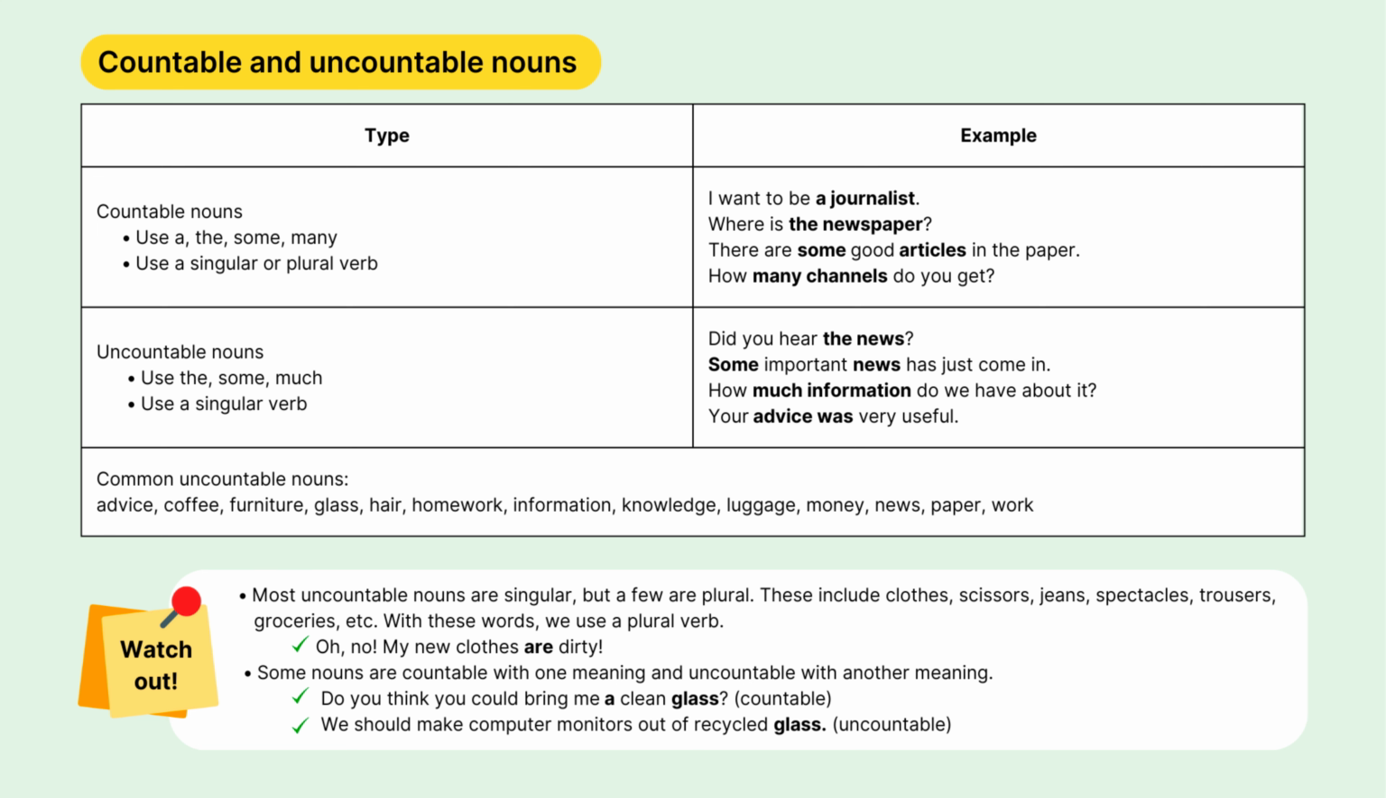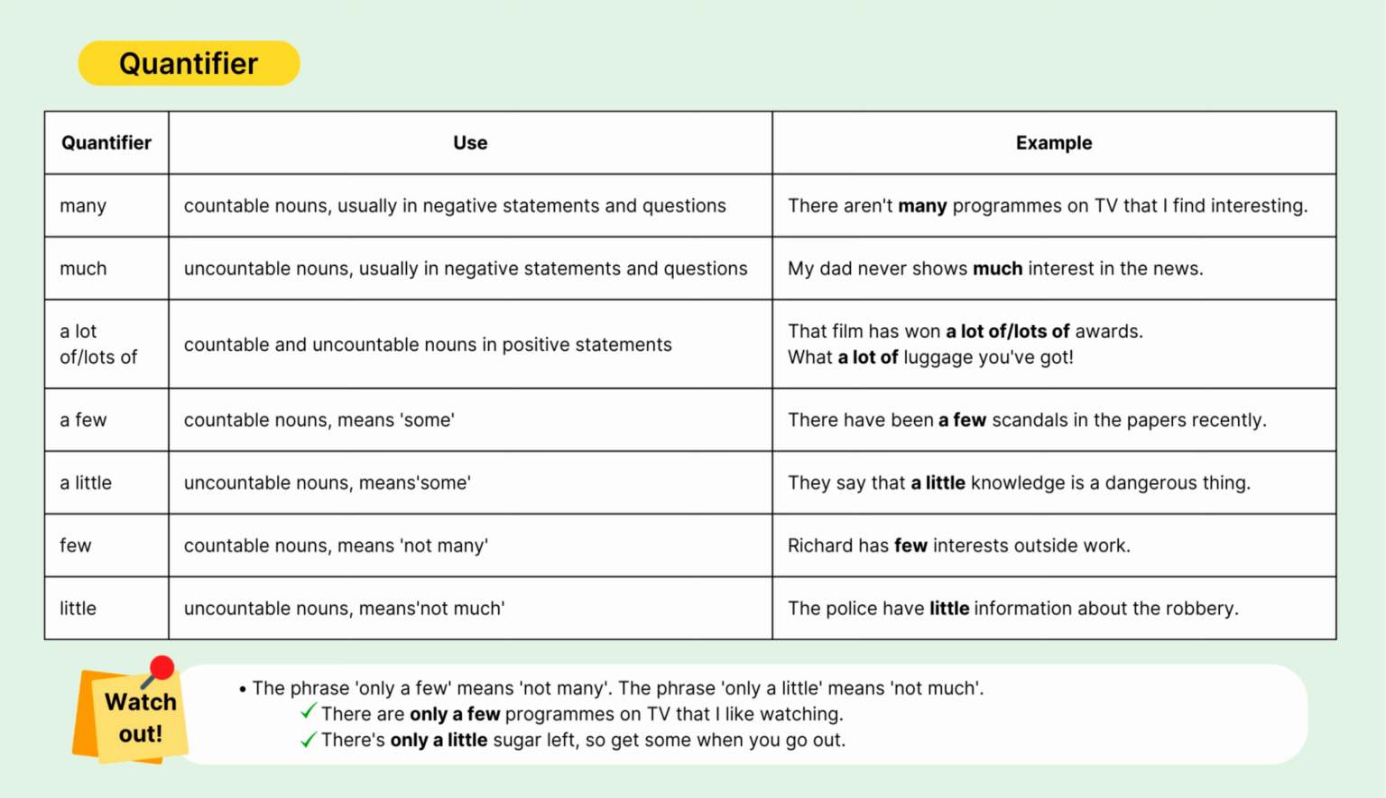Quantifiers. Many. Use: countable nouns, usually in negative statements and questions. Example: There aren't many programs on TV that I find interesting. Much. Use: uncountable nouns, usually in negative statements and questions. Example: My dad never shows much interest in the news.